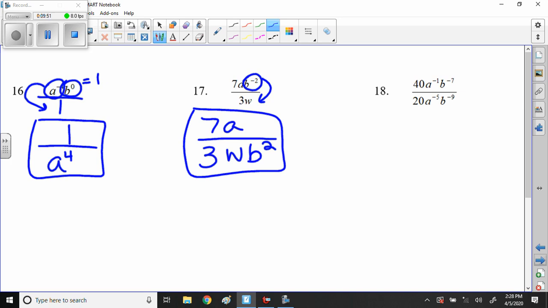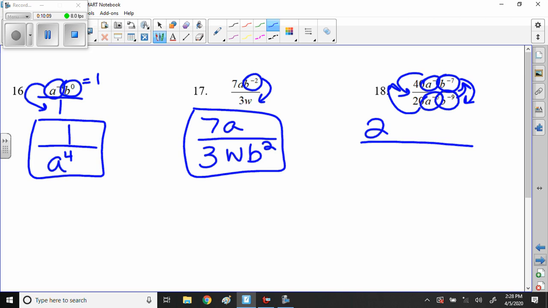Okay, number 18. I can divide a 40 by 20 and you get 2, so I'm going to put 2 here. I'm going to move the negatives around first. So I'm going to move this one down and this one up. And then same thing here. I'm going to move this one down and this one up, okay?